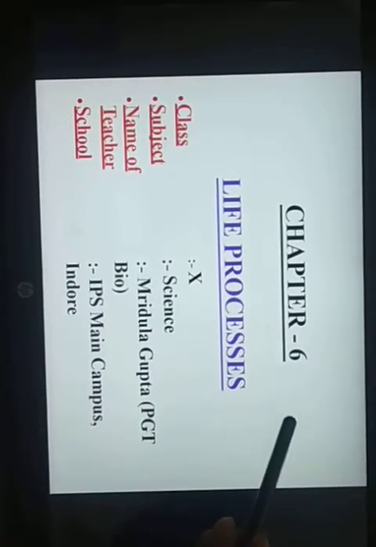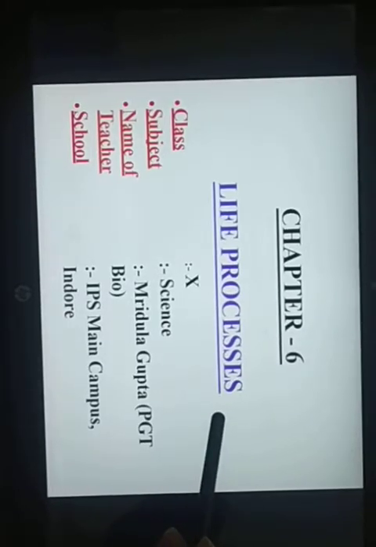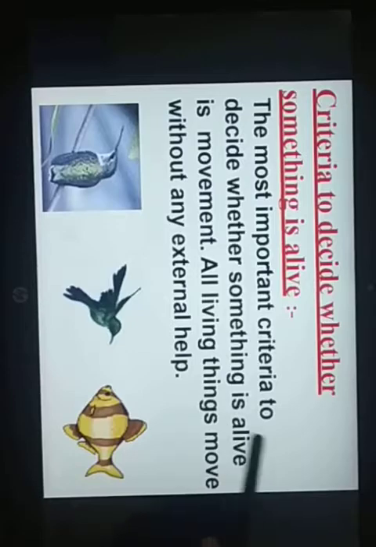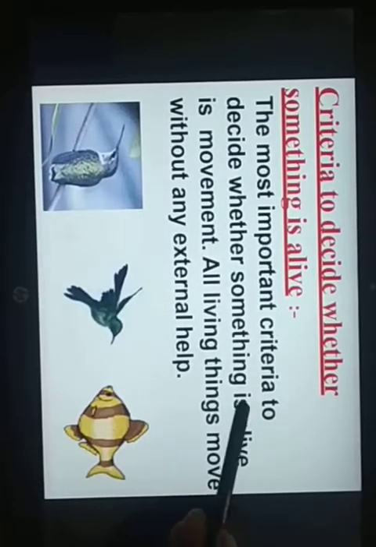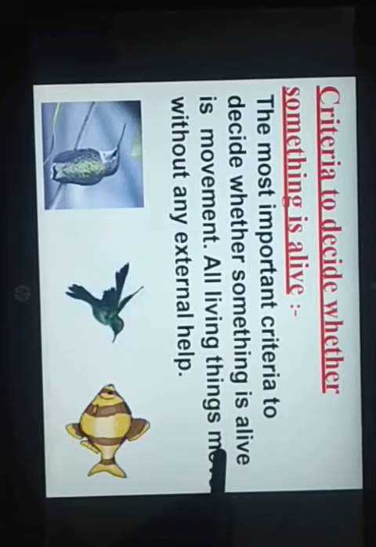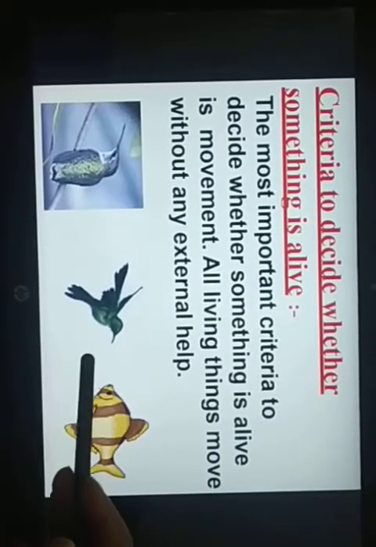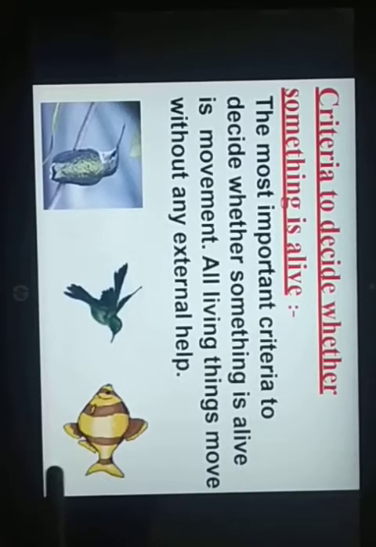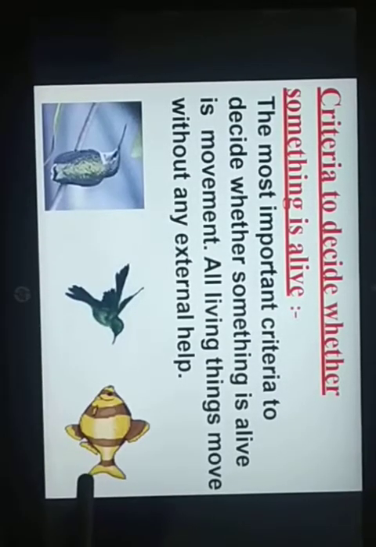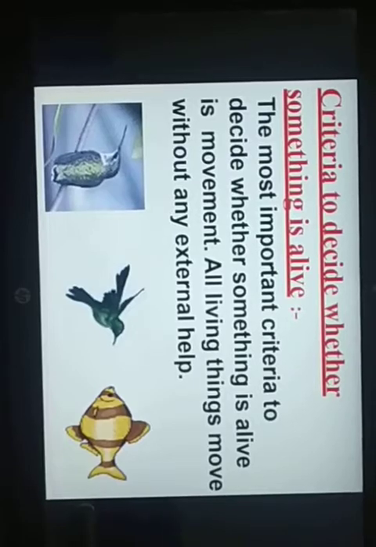Class 10th, chapter 6, life processes. Now, if anything is living, how do we know? What criteria do we use to decide whether it is living or non-living? For example, there is a bird which is lying on the ground and it is not moving. So what will you do to find out whether it is living or dead?